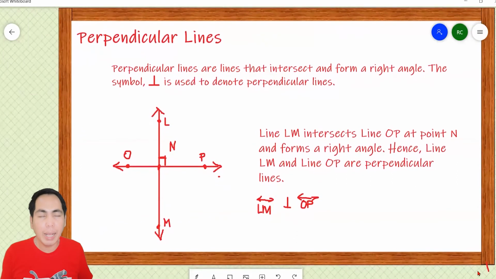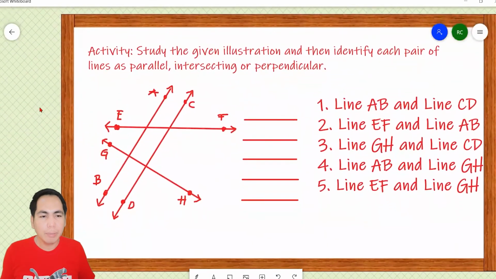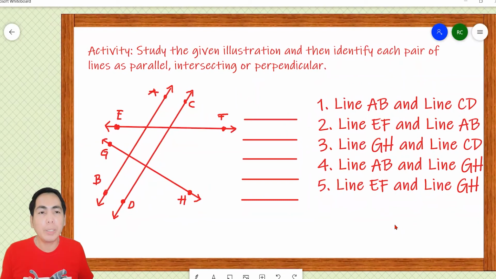So let us have an activity. In this activity, we are going to identify each pair of lines as parallel, intersecting, or perpendicular. So you are going to study this given illustration for you to identify correctly each pair of lines, whether they form parallel, intersecting, or perpendicular. I will be giving you 10 seconds for you to answer. After that, we are going to check your answers. So your 10 seconds starts now.